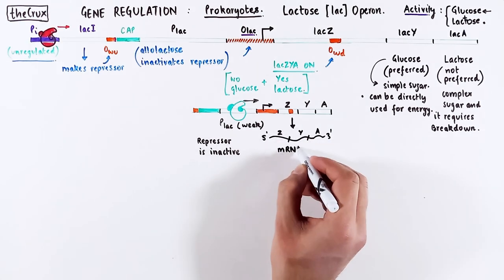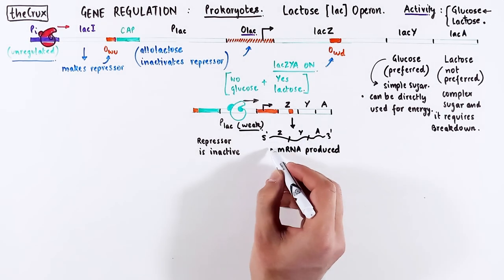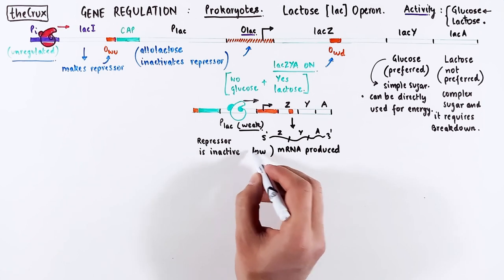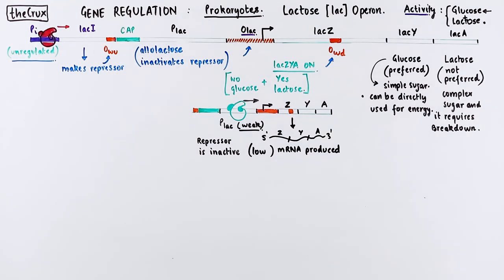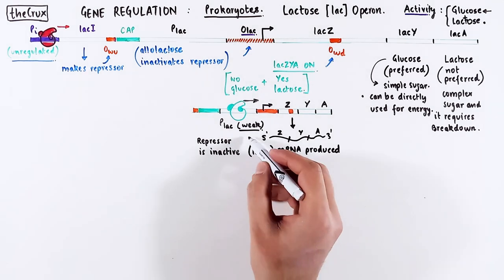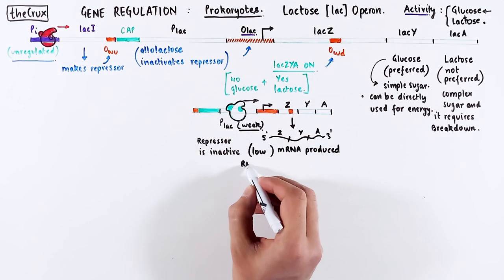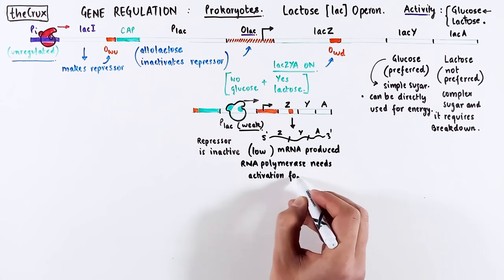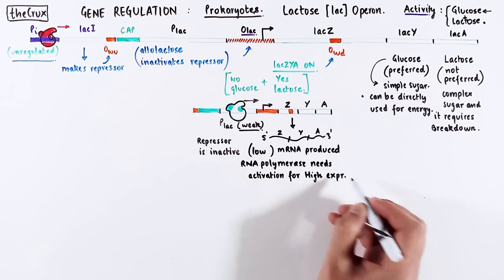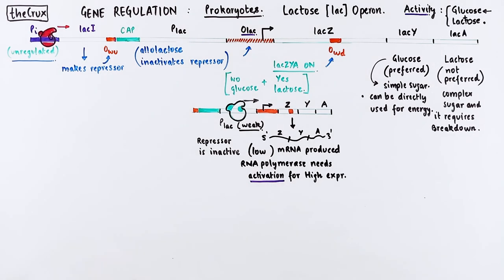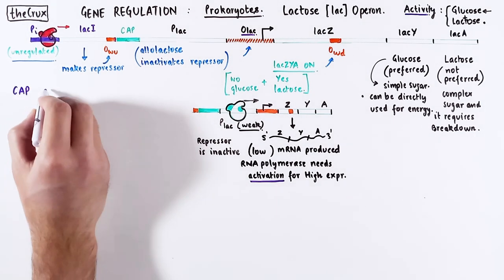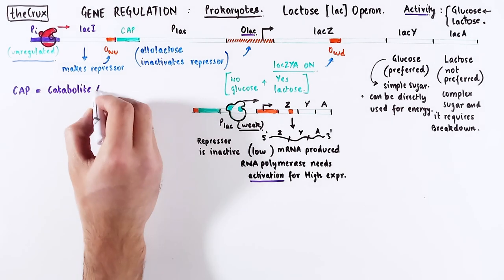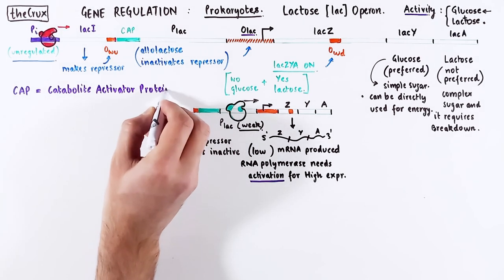But remember we said in the beginning that this promoter is pretty weak? This means that even though RNA polymerase transcribes the mRNA, the amount of mRNA and thereby the amount of proteins of ZYA are not very high. So the polymerase requires some extra help if it wants to further increase the LacZYA expression. This activation or extra help comes from a protein called CAP, which stands for catabolite activator protein.